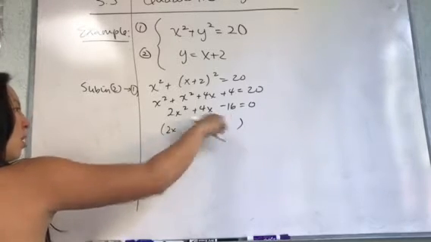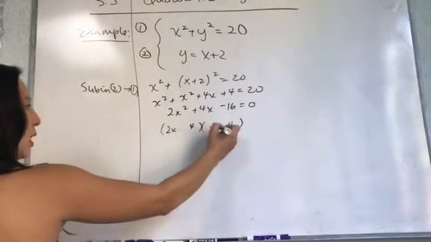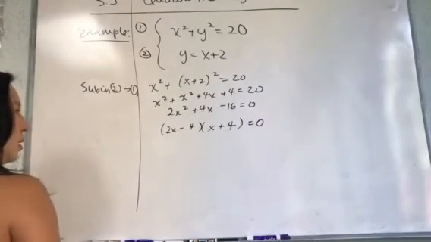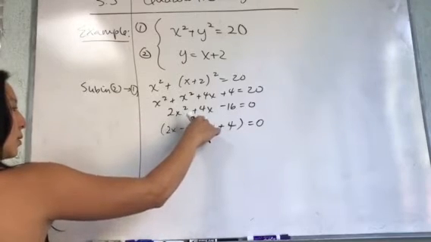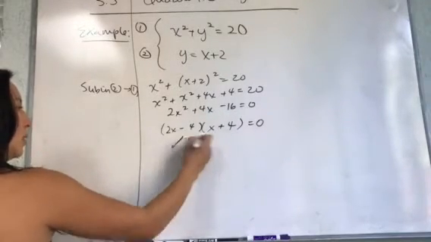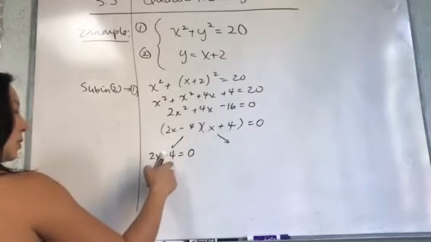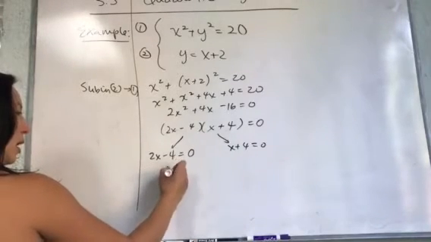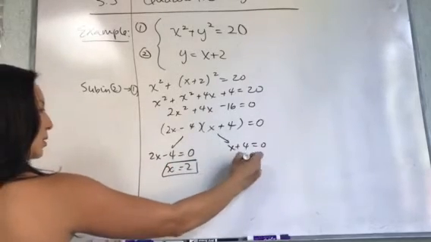And then let me try 4 and 4. Let's try plus 4 and minus 4. So 2x squared minus 4x plus 8x is 4x, and negative 4 times positive 4 is negative 16. So it looks like we're good. Factorable, so therefore I can solve for x by setting this piece equal to 0 and this piece equal to 0. And when I do that, I get x is equal to positive 4 divided by 2, which is 2, and x is equal to negative 4.